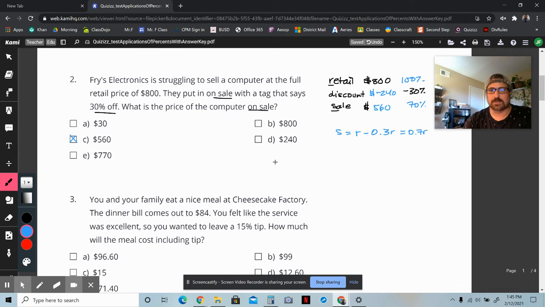All right. A lot of you guys are putting 240 as the answer. It's not 240. 240 is the amount of the discount. That's the amount of money that you don't have to pay, right? The amount you actually have to pay is the 560. You still got to pay 560. They're not giving you the TV for $240.